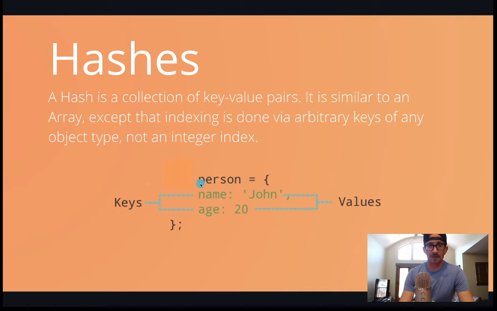So here's an example of a hash. We can just say person equals, and then we're using the curly brackets, and then we give it the key name, and then the value would be the string John. The key age, the value would be 20.